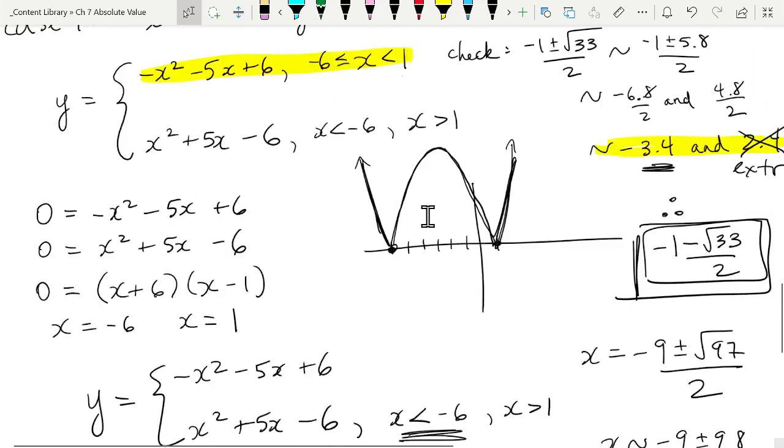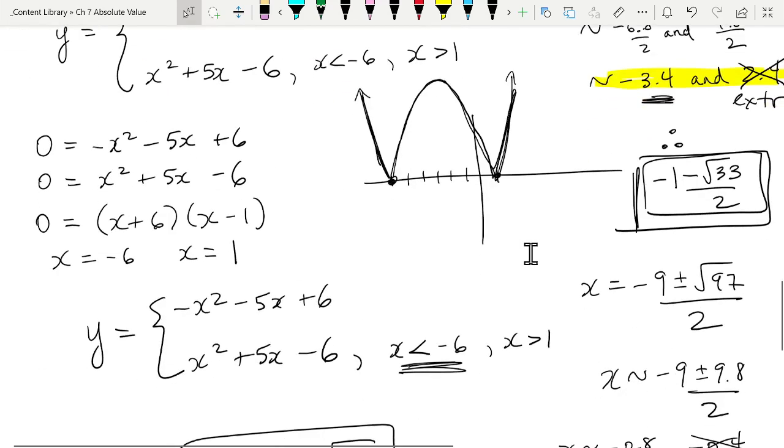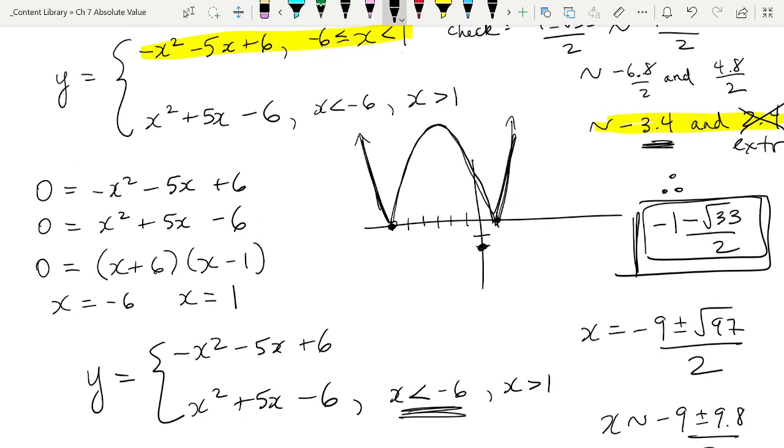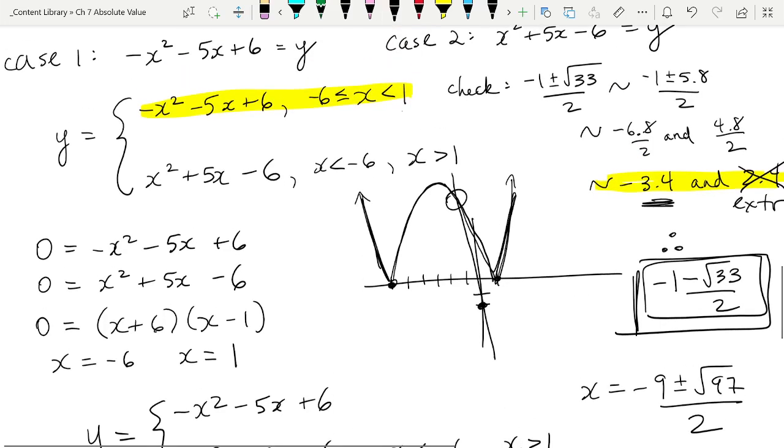I did make a little sketch, and I could make a little sketch for my line too. What was my line again originally? My line was negative 4x minus 2. So that has a y-intercept of negative 2, and it has a slope of negative 4. Well, a slope of negative 4 is pretty steep. It's definitely going to hit here somewhere, and if you think about it, you know it has to hit somewhere else. If you go up far enough, this arm will eventually meet it, and it does.